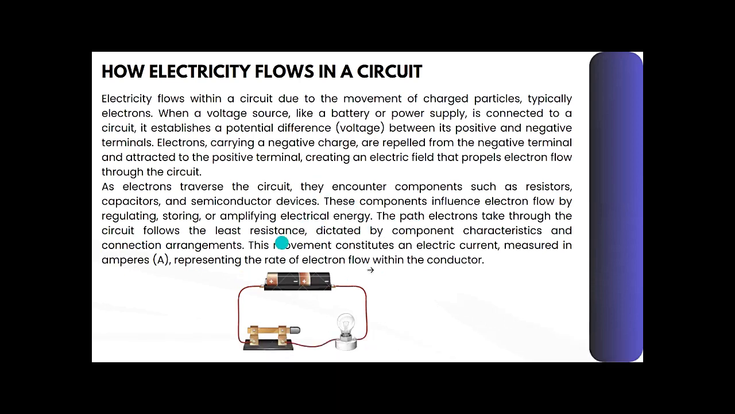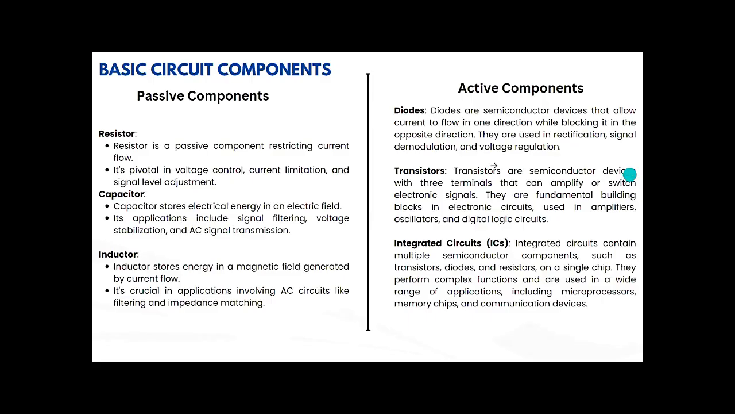The path electrons take depends on, or is affected by, the component characteristics and the kinds of connection. A resistor can be connected in different ways, and so can a capacitor. So the movement of electrons is influenced by all these components, be they passive or active. Like I was saying, there are two types of electrical or electronic components: passive components and active components.